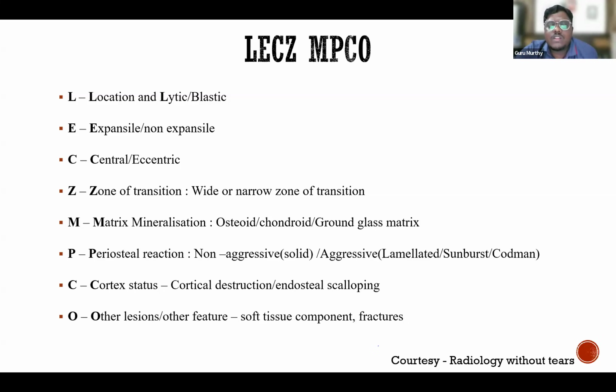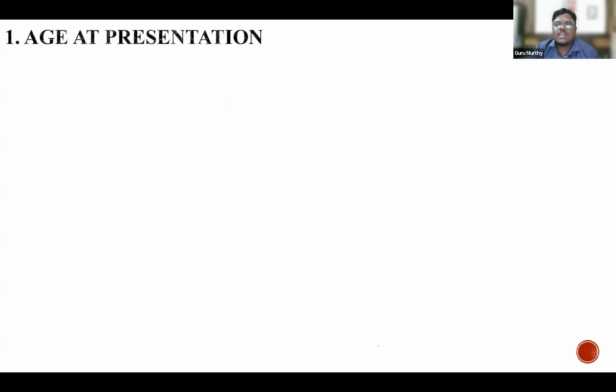C is the cortex status, whether there is any endosteal scalloping or cortical distortion. O stands for other features or other lesions. Other features include soft tissue components and pathological fractures. So we will club both. We will see the three pillar approach along with the mnemonic.